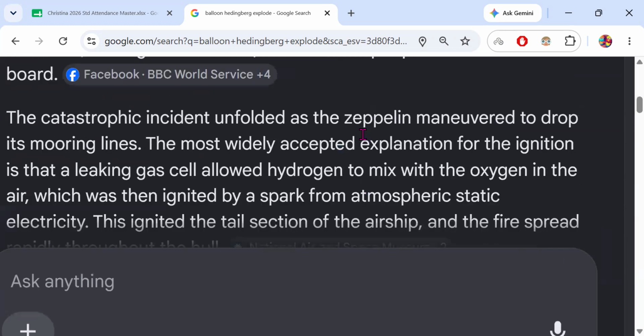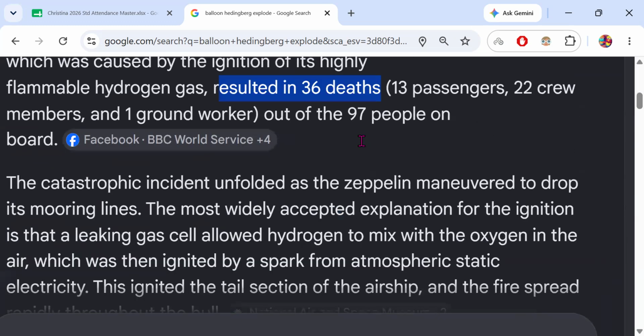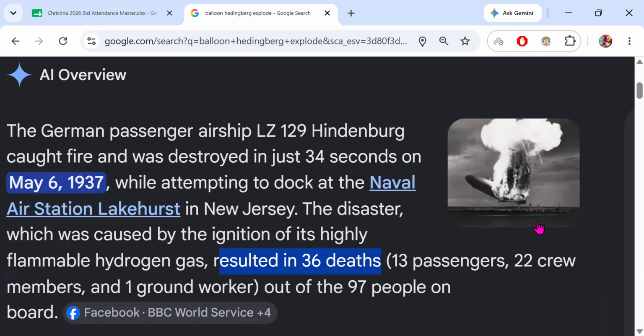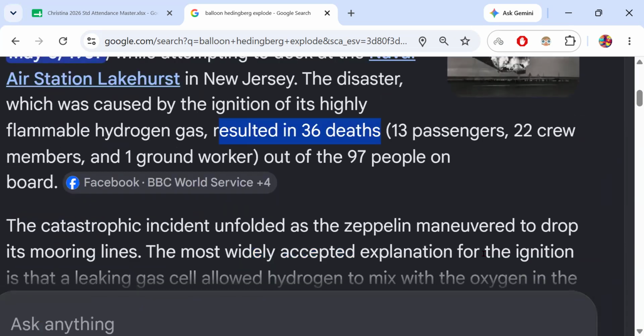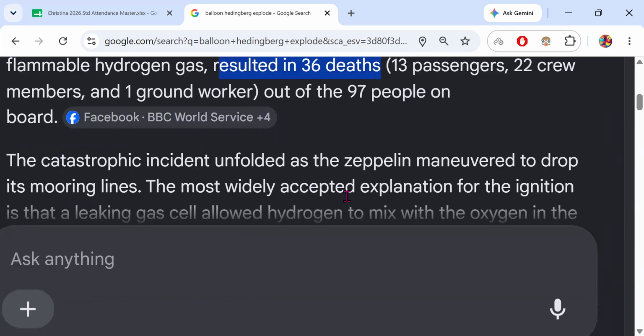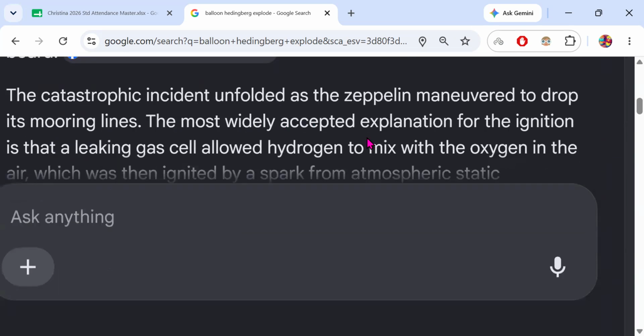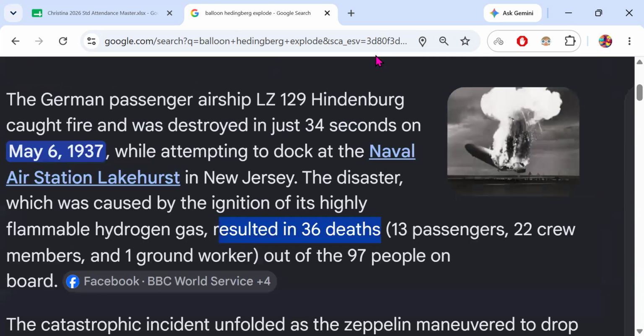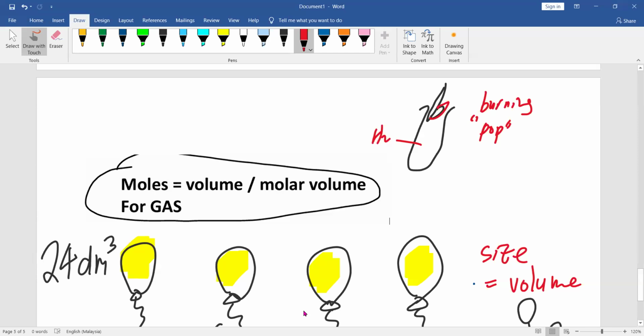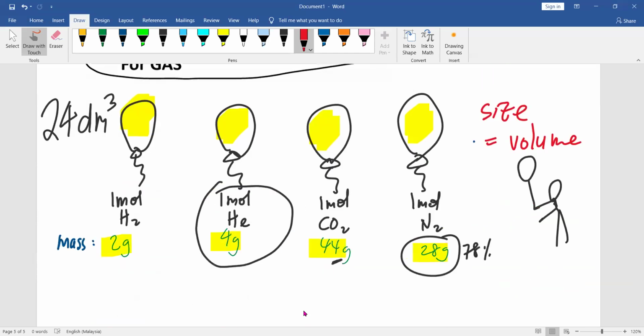Maybe they jumped down. Maybe it's over ocean there. They got burns, but not that severe. The incident unfolded when the Zeppelin maneuvered to drop its mooring lines, leaking gas that allowed hydrogen to mix with oxygen. If you have pure hydrogen, it won't explode. But the moment hydrogen is mixed with oxygen, it will explode.